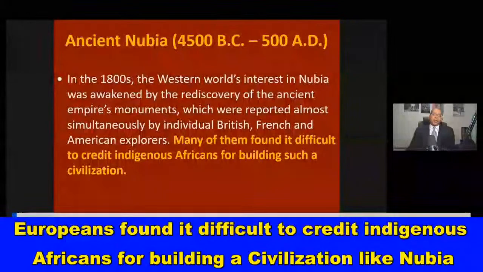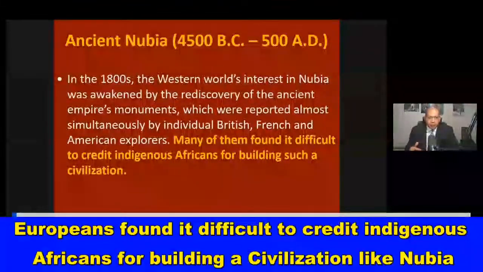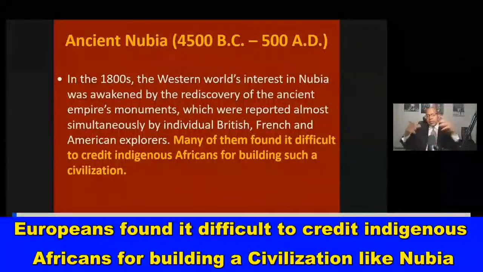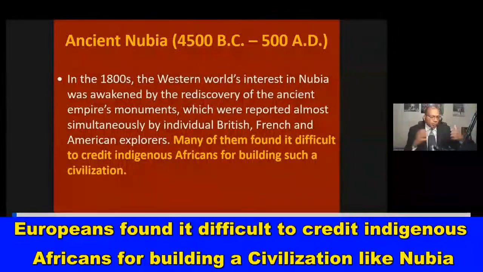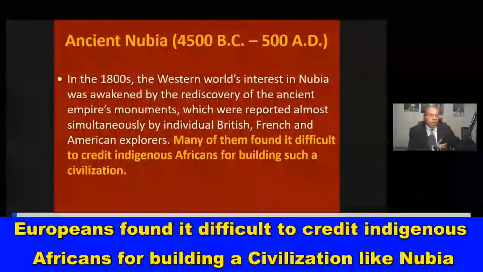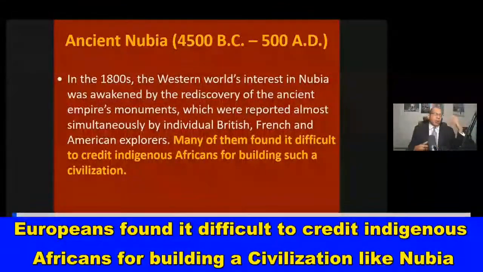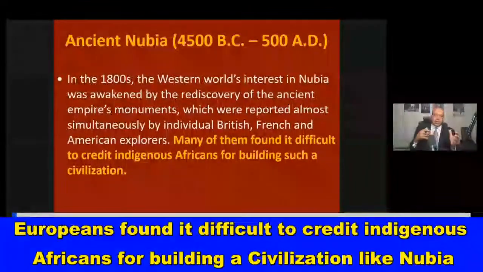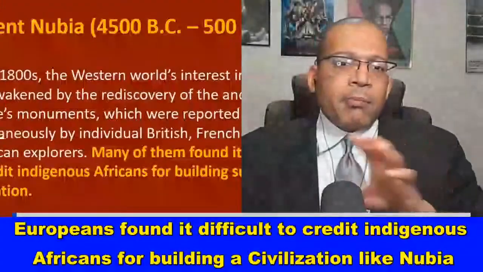Okay, now in the 1800s, the Western world's interest in Nubia was awakened by the rediscovery of the ancient empire's monuments, which were reported almost simultaneously by individual British, French, and American explorers. Many of them found it difficult to credit indigenous Africans for building such a civilization. So they tried to say that the Nubians were white as well, just like they tried to say that the ancient Egyptians were white. Some of the archaeologists said the ancient Egyptians were brown-skinned Caucasians or something like this, or they tried to say they were Semites, anything but black Africans.